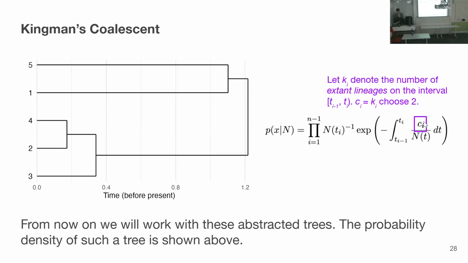Then finally, this constant ci that we pick up here means the number of extant lineages choose 2. If you remember the number of lineages choose 2 factor that I introduced earlier. And this word extant lineage just means the number of branches on the tree that cross any specific slice in time. So for example, if I consider this time slice of, say, 0.1 units in the past, there would be all 5 extant lineages. At this time slice, 0.3 time units in the past, there would only be 4 extant lineages because these two have already coalesced.